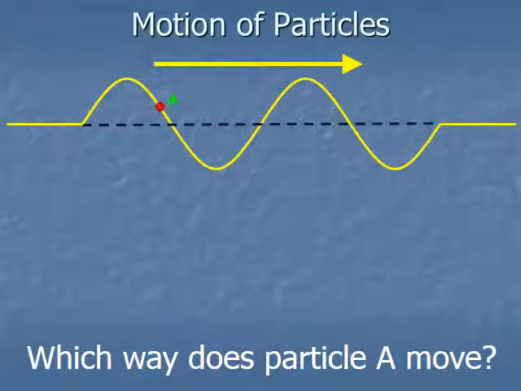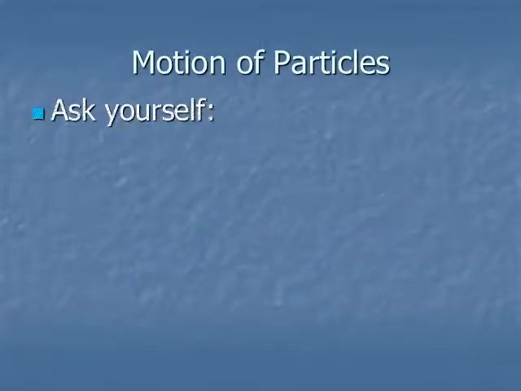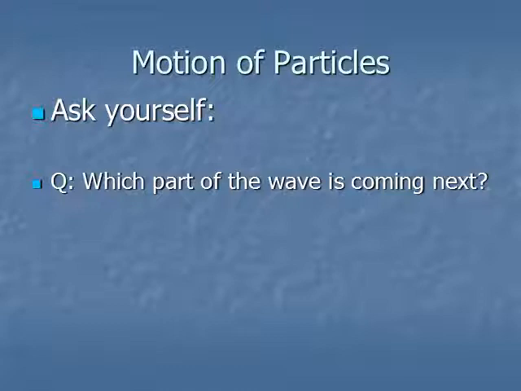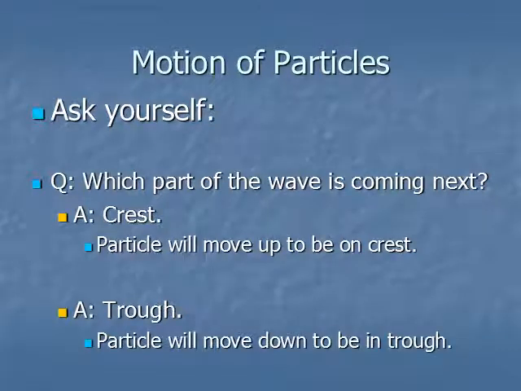So we have particle A. Which way do you think it would move, up or down? Well, the way we can tell this is that the next part that's coming is higher than where it was, so it's going to be moving up. So it goes from there to there. The way to check is which part of the wave is coming next. If it's a crest, then the object's going to move up, and if it's a trough, then the object's going to move down.